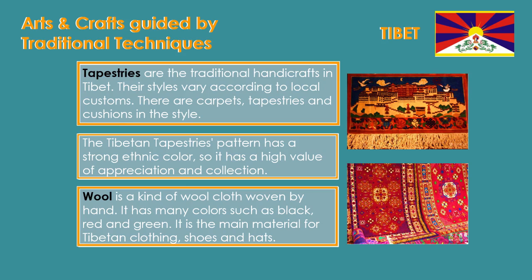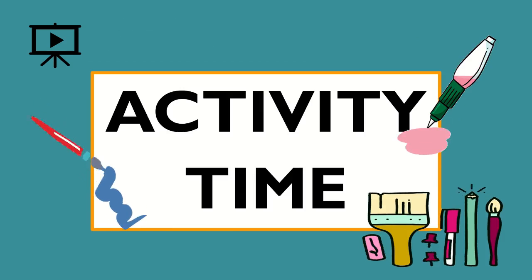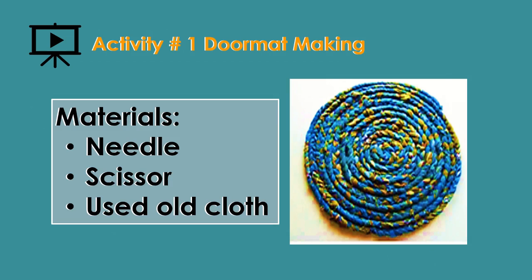Now we're done with our discussion. Let's move on to the activity. Today's activity is about creating a doormat. Here are the materials you need. You'll be needing needles, scissors, and old cloth.